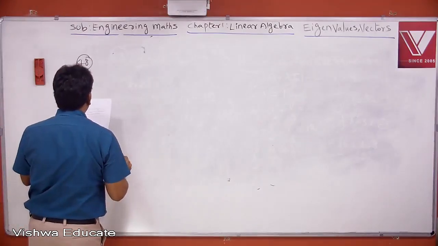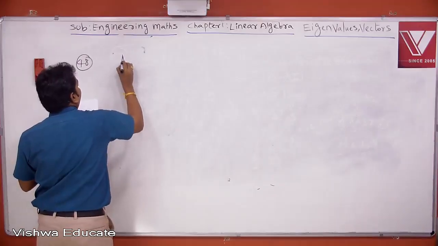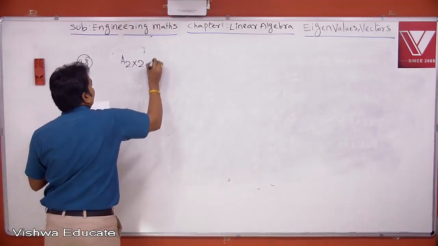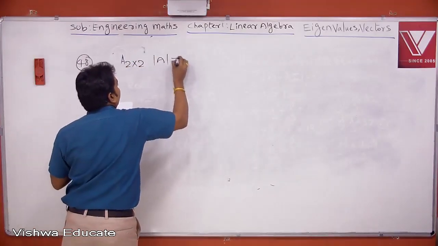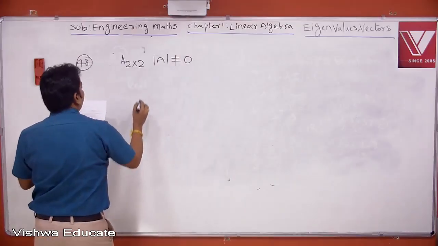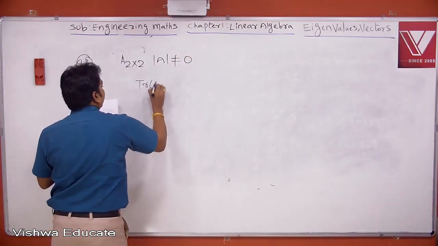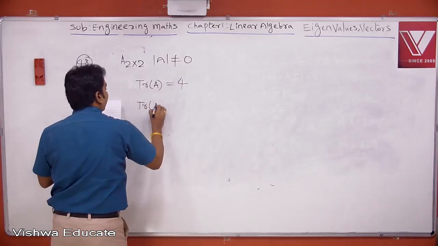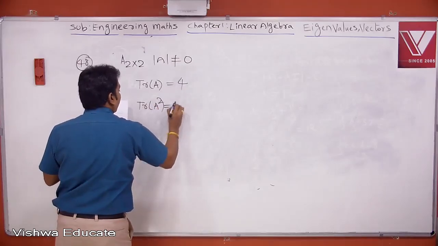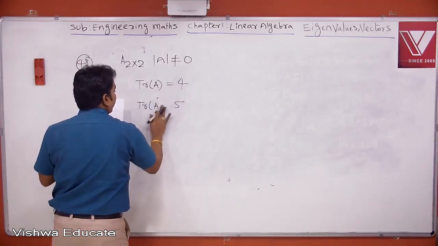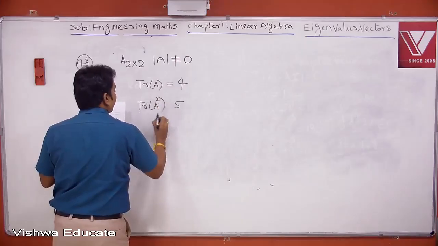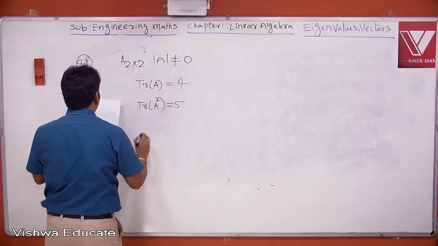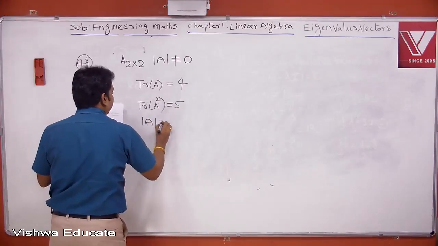Consider a 2 by 2 non-singular matrix A. A is a 2 by 2 matrix whose determinant is non-zero. This is given. And trace of A is 4. Trace of A square equal to 5. Then they were asking det A.